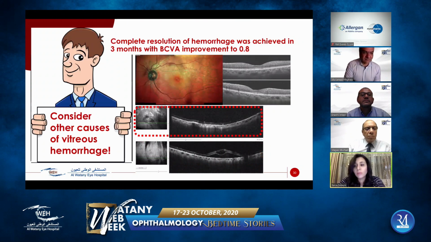I just brought this case for my younger fellows to consider other causes of vitreous hemorrhage in patients with diabetic retinopathy. We don't rush to diagnosis. We have to consider other causes of vitreous hemorrhage, especially if the other eye has mild to moderate diabetic retinopathy. So what do you think, Dr. Moghazi? Have you seen cases misdiagnosed as proliferative diabetic retinopathy that had another diagnosis underlying the hemorrhage?